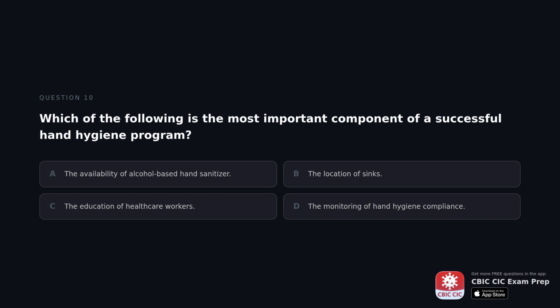Which of the following is the most important component of a successful hand hygiene program? A. The availability of alcohol-based hand sanitizer. B. The location of sinks. C. The education of healthcare workers. D. The monitoring of hand hygiene compliance.